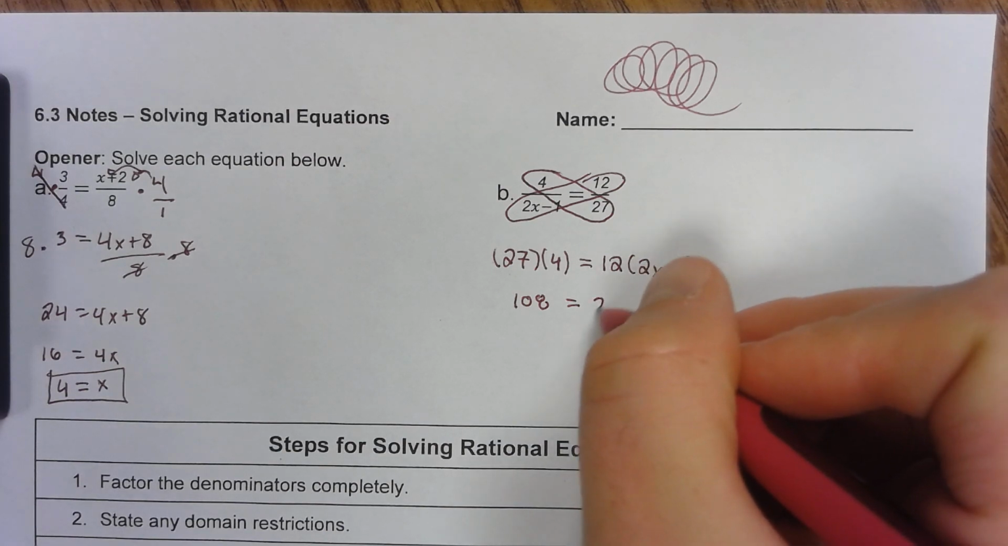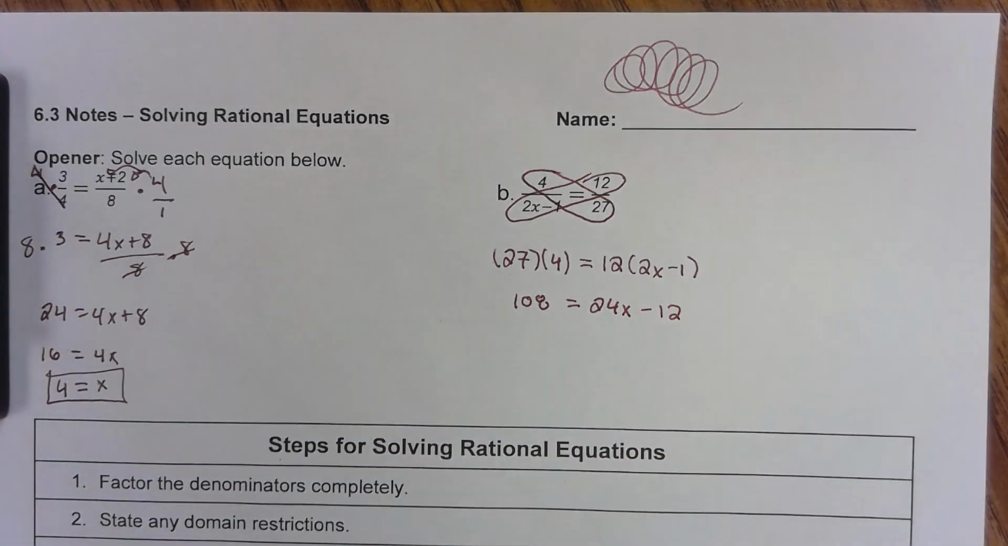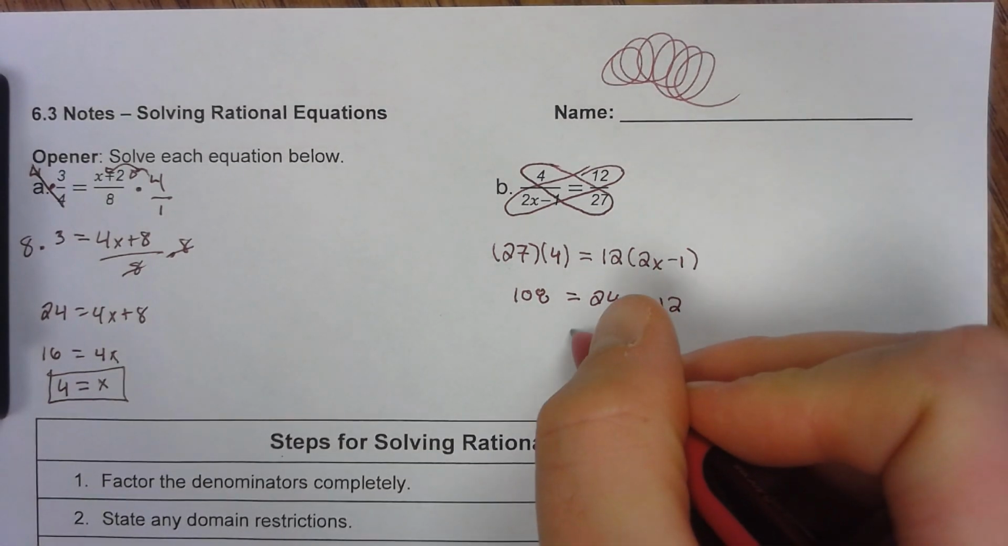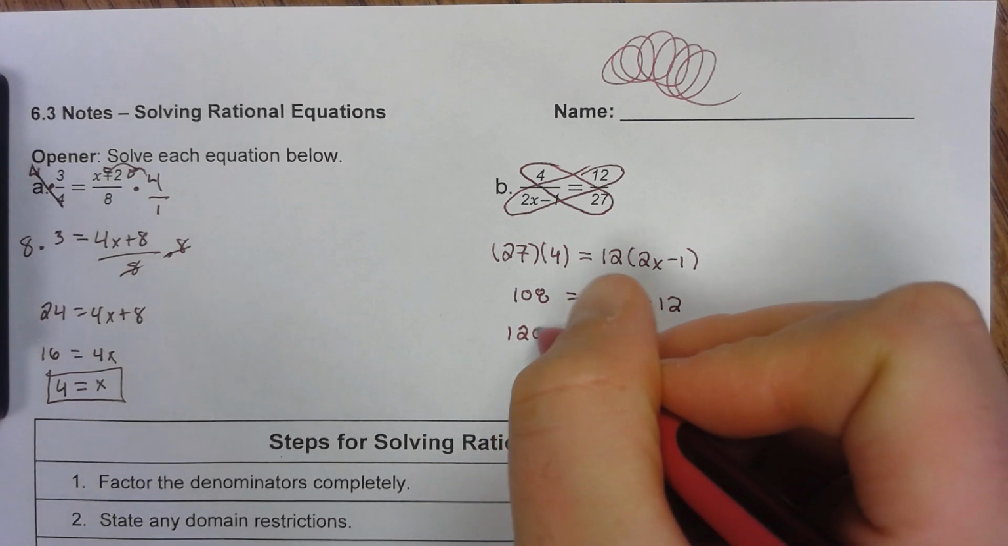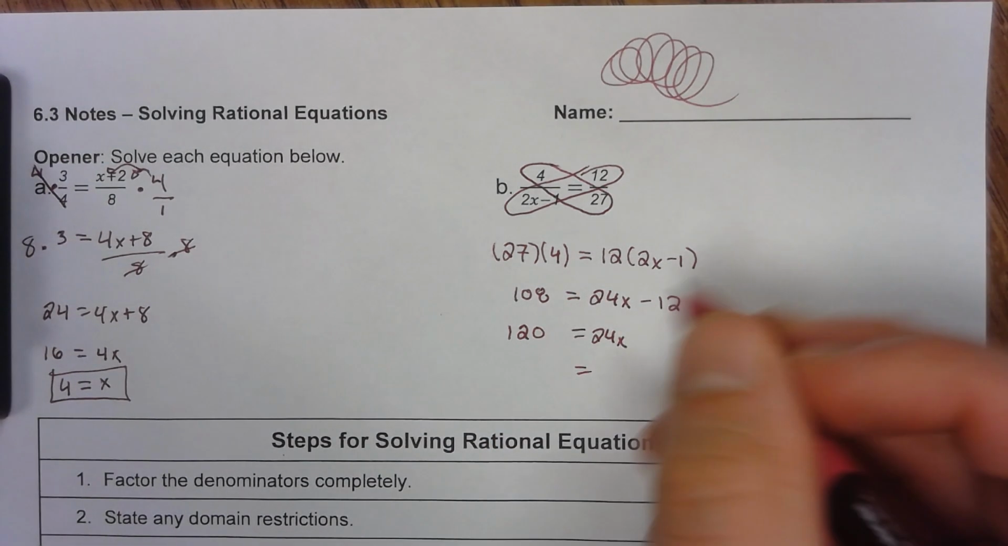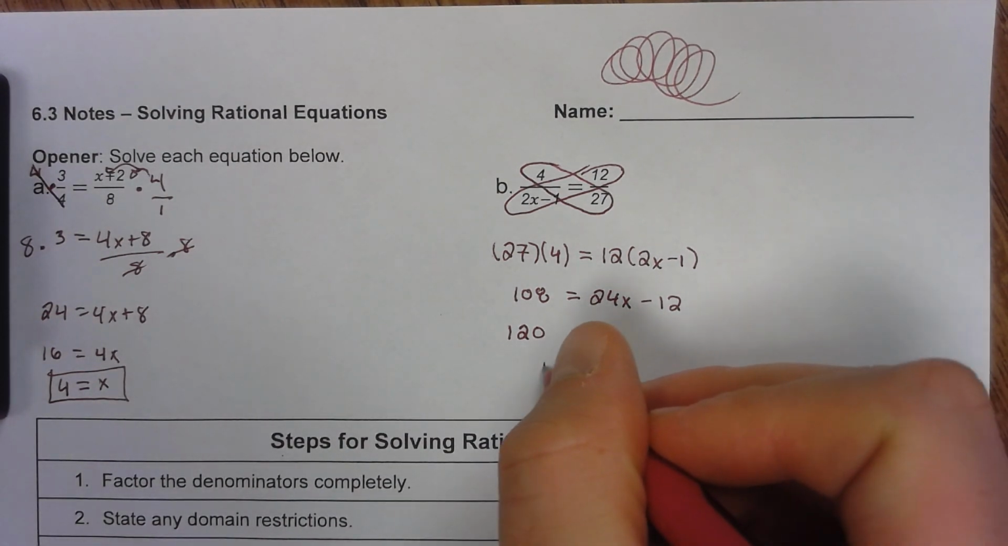The 12 needs to distribute, making that 24x minus 12. And I can add 12, so 24x equals 120. And divide by 24 is 5.